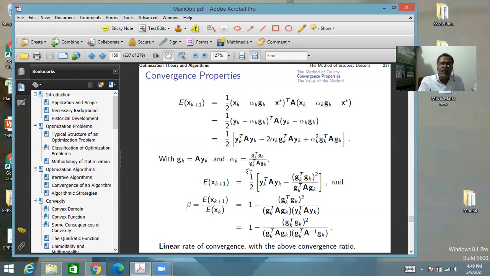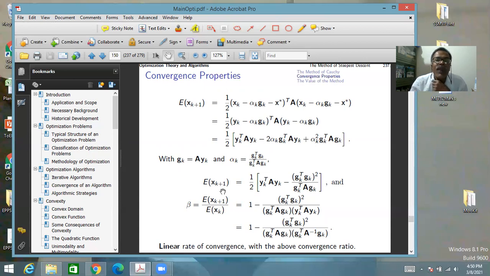And here, when you put this alpha k expression, then gk transpose A gk is in the denominator twice. One gets cancelled with this, the other remains. And in the numerator, gk transpose gk whole square comes, which is the same as what you got from here. That is why minus 2 times this and plus once this. So together it is minus 1. Okay, and this term comes. Now this is E at xk plus 1, the next iterate. And now divide. And that is the convergence ratio for a linear rate of convergence.